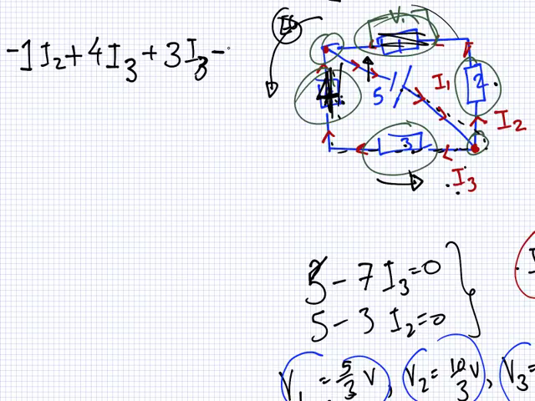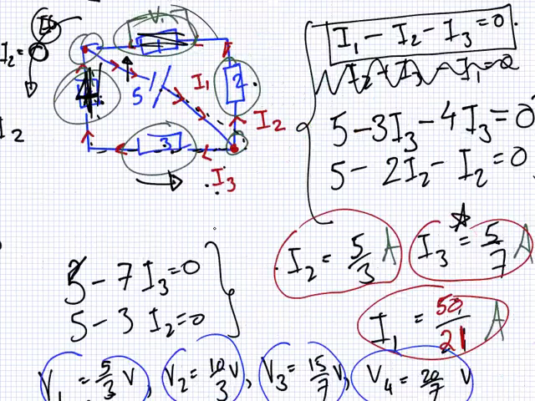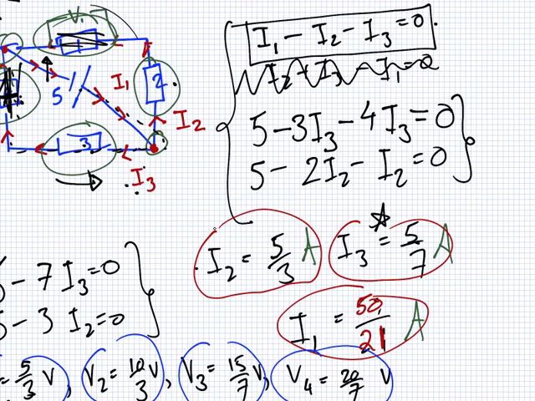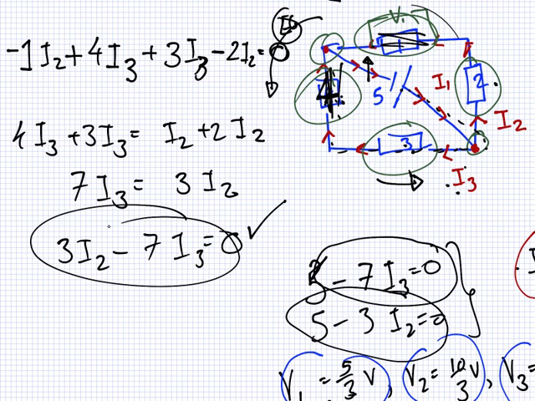And this should equal zero. So you can say 4I3 plus 3I3 should equal I2 plus 2I2. So you get 7I3 equals 3I2. Or you can say 3I2 minus 7I3 equals 0. And that is right, but that is more difficult than the other two because here I could directly solve, whereas this one is simultaneous. But it's still correct. If you took your answers for I2 and I3 and put them in, you will get zero.